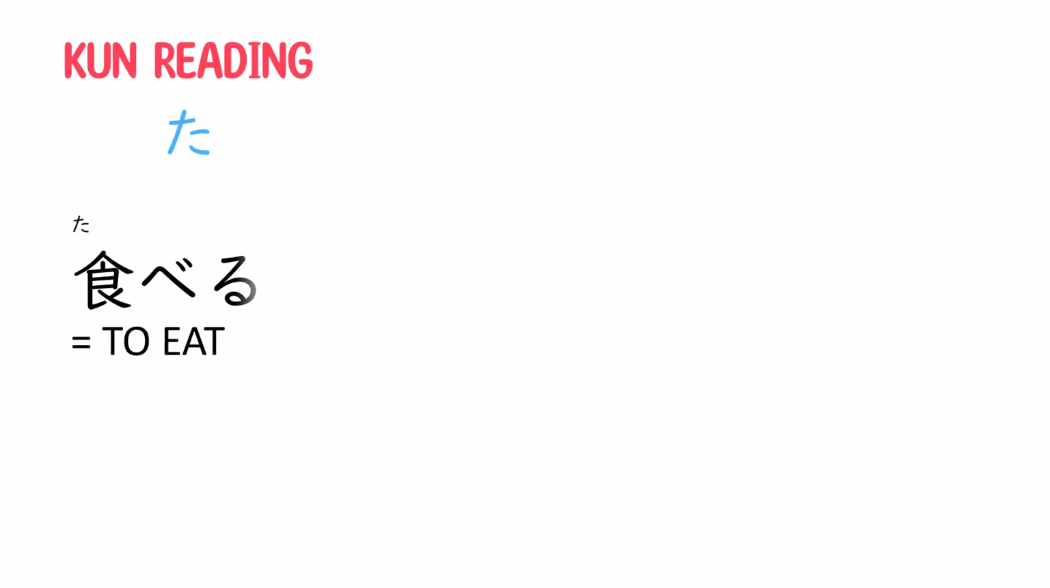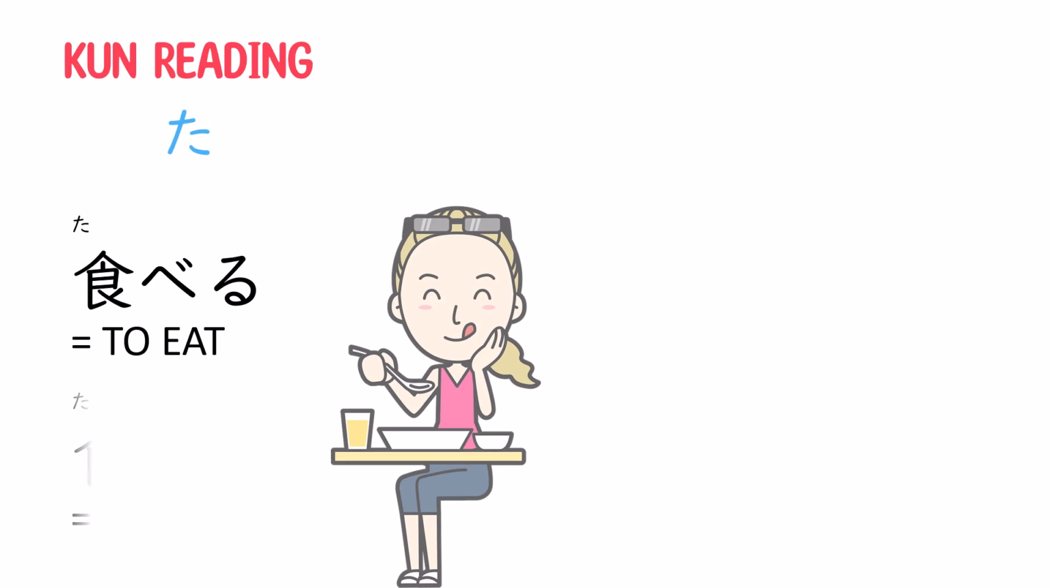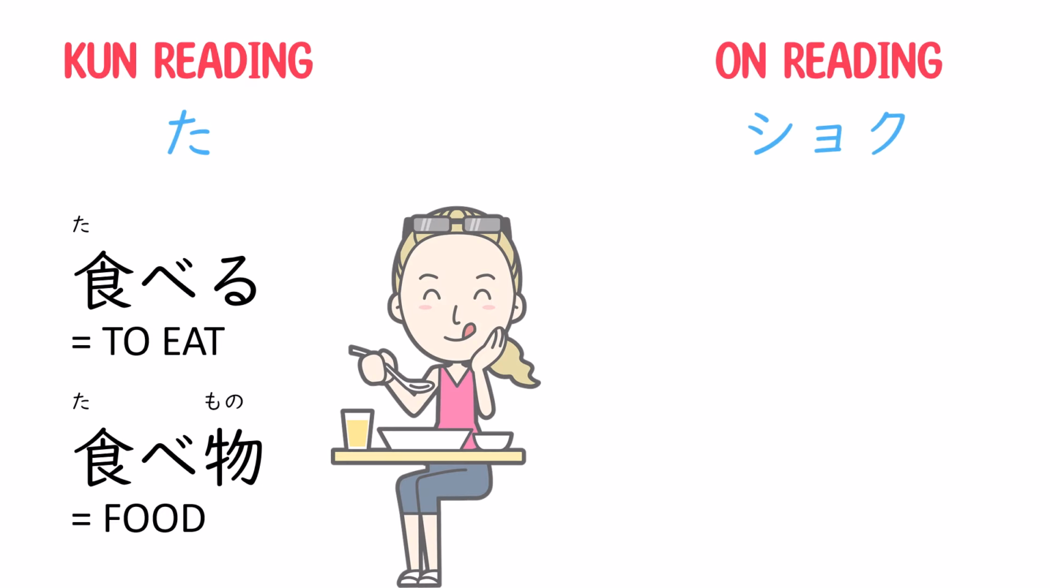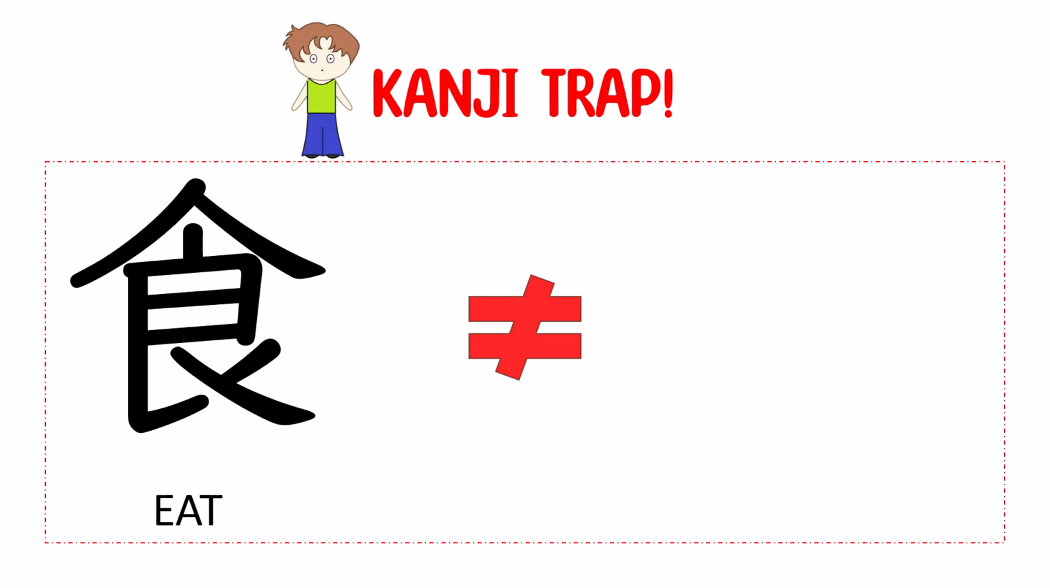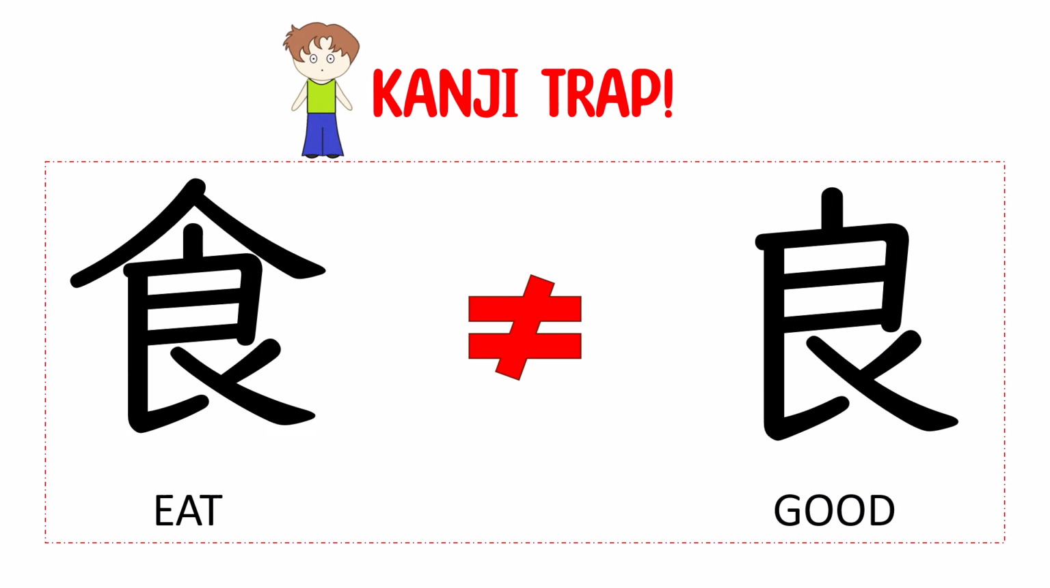The kun reading is ta. The examples are taberu, or to eat, and tabemono, or food. The on reading is shoku. The examples are shokuji, or meal, and shokumotsu, or foodstuff. Do not confuse eat with good. Very similar, but if you look closely, you can see that eat has the lid covering the food.